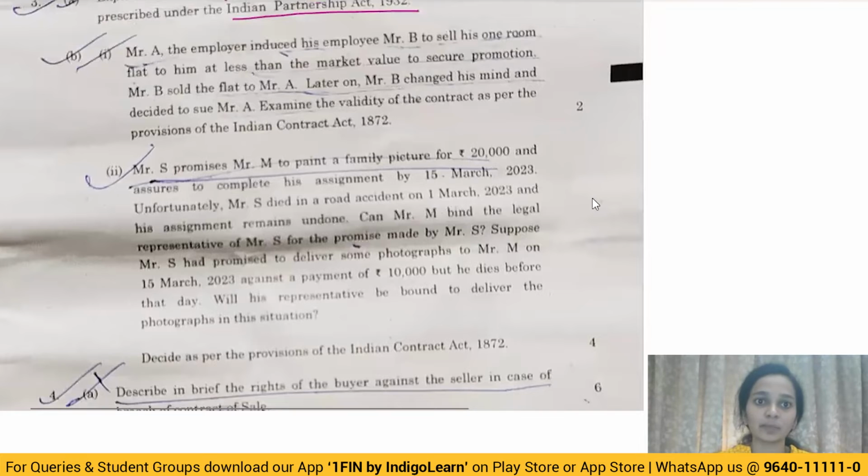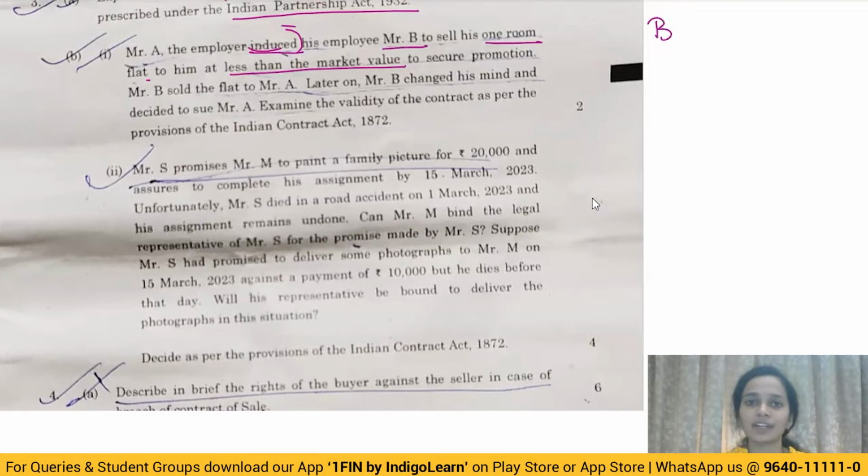Moving on to the next one. Mr. A, the employer, induced his employee Mr. B to sell his one-room flat to him at less than the market value. Now here there is some pressure which was put on Mr. B by his employer to secure promotion. So A told B that if you want promotion, sell your flat to me at a price less than the market price. Mr. B sold the flat to Mr. A. Later on, Mr. B changed his mind and decided to sue Mr. A. Examine the validity of the contract as per the provisions of the Indian Contract Act.